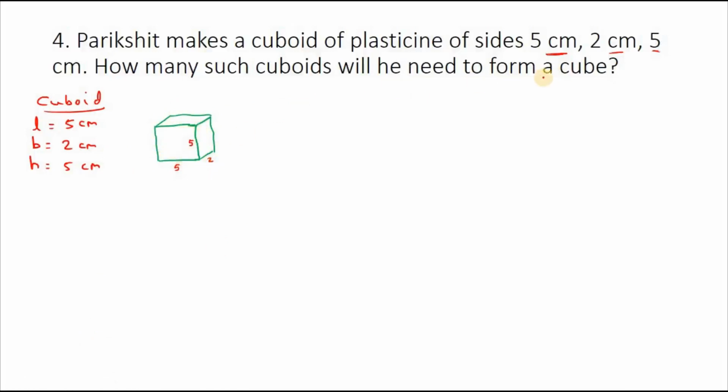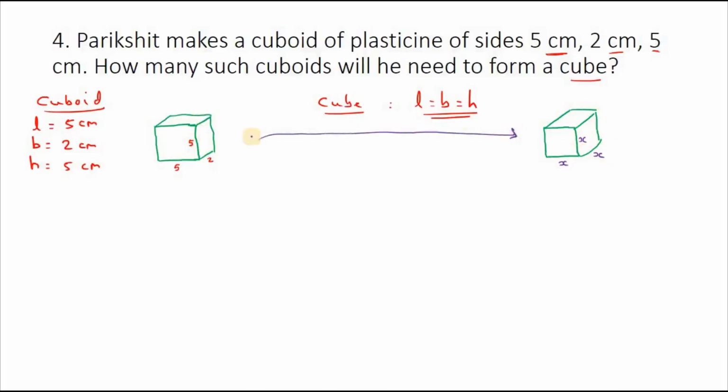Now he wants to make a cube. If you make a cube, then the length, breadth and height all will be equal. So this is something like a cube. In this cube, length, breadth, height all are equal. In this case I have taken x. He wants to make a cube, and the question is, how many such cuboids will be required to make one big cube?